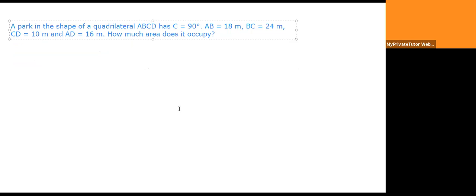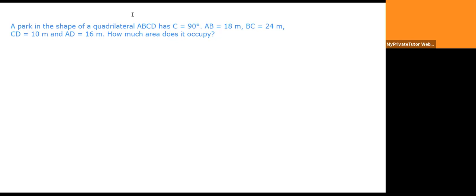Please read the question. A park in the shape of a quadrilateral. So they didn't mention rectangle, square, or whatever. They didn't mention anything. The quadrilateral, that's it, A, B, C, D, which means a four-sided shape. Angle C is 90 degrees, and they have given some lengths: AB, BC, CD, AD. What is the area that the park occupies? I hope you understand the question.